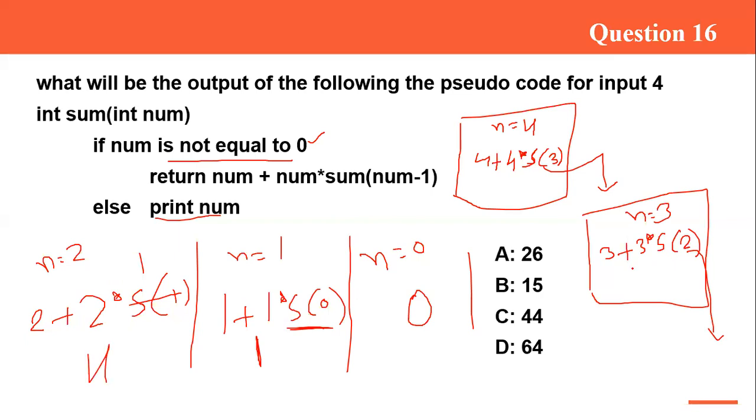To 3. So 3 plus 3 into 4. What is 3 into 4? 12. 12 plus 3 is 15. It will come here. 4 plus 4 into 15. What is 4 into 15? I guess it's 60. 60 plus 4 is 64. That's it. So the answer is what? 64. Exactly. Got it, everyone? Understood now?